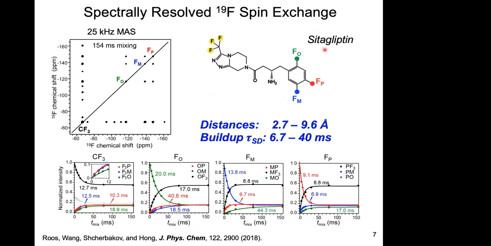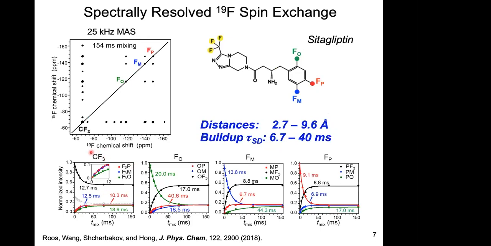This is sitagliptin, and it happens to be a medicinal compound, but the important thing to note is that this molecule is relatively long, and it has 3 aromatic fluorines all on one benzene ring, but then there's a CF3 group at the other end of the molecule, and the CF3 group has a very different isotropic shift of around -70 ppm. And these CF3 groups, even though they're far from all of these aromatic fluorines, can establish cross peaks with them relatively easily. So distance is now up to about 10 angstrom, and the build-up time constants, tau SD, are as short as about 7 milliseconds to about 40.